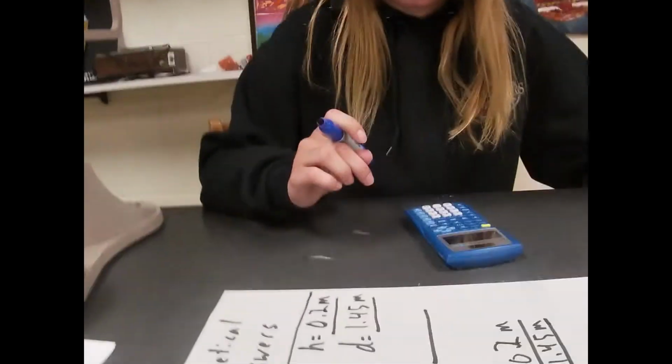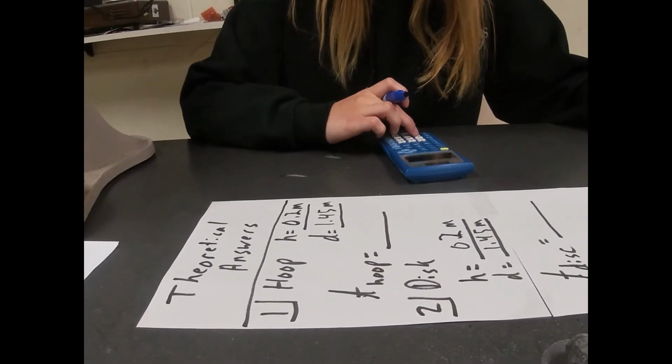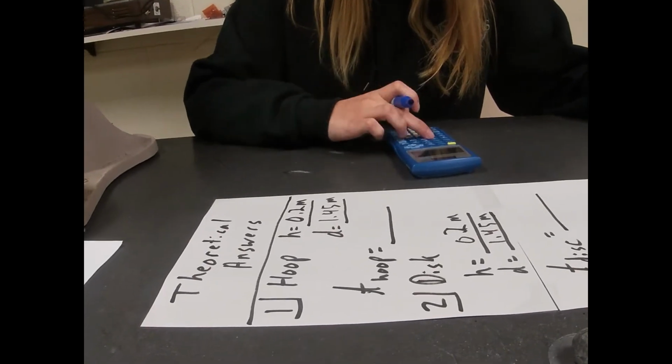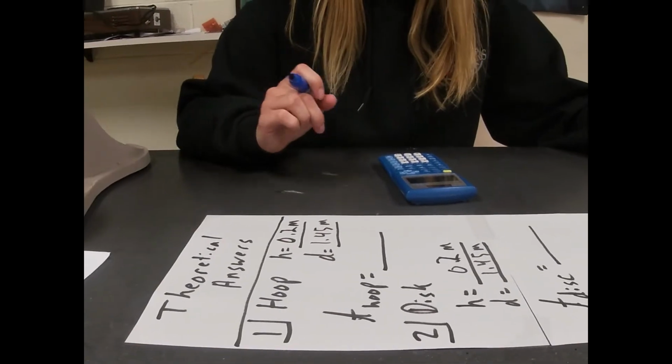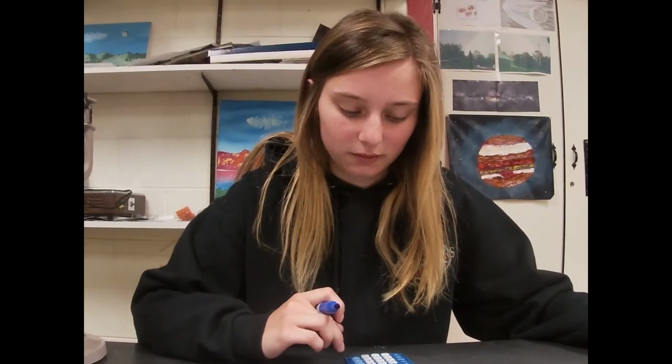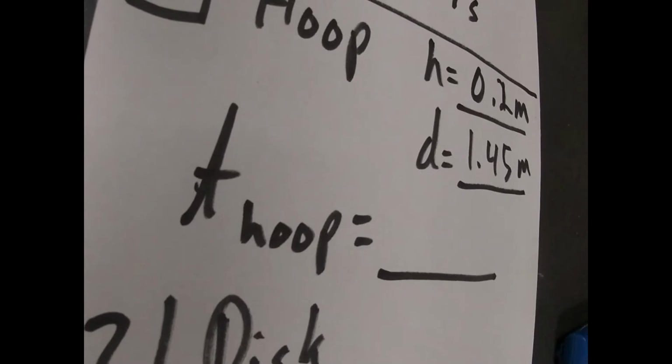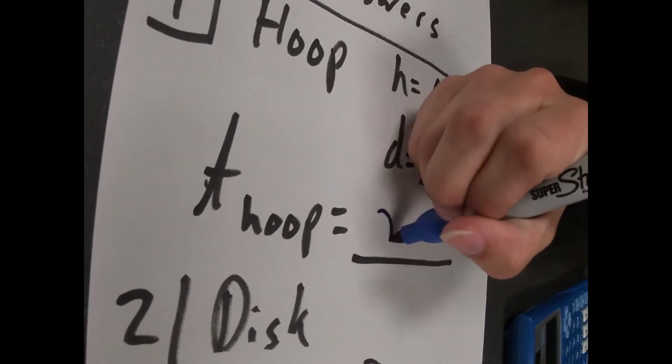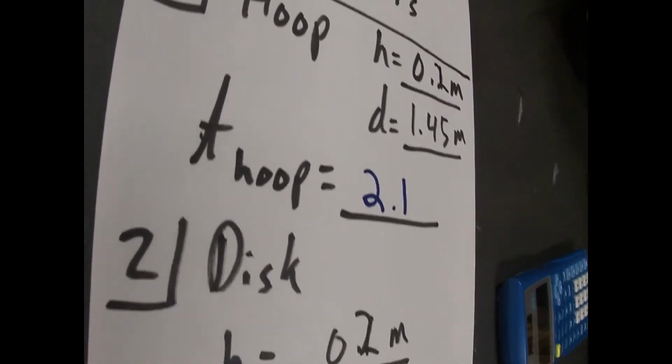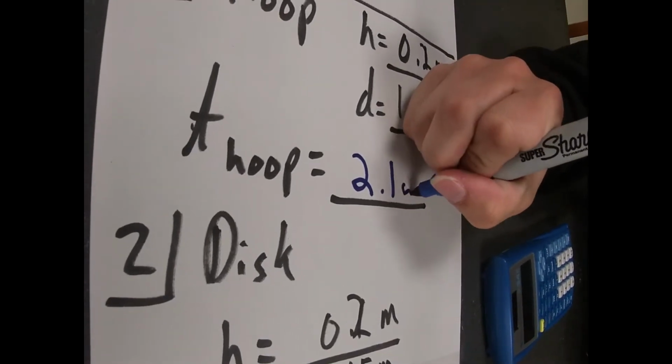Okay, let me make sure we're still good. Now we're going to get Maddie to do our math for us. For the first one, we said the distance of the incline was 1.45 meters, and the height of the incline was 0.2 meters. What did you get for your total time that it takes? 2.1. Okay, so for the first one, the time that it takes for the hoop is 2.1. Put seconds. Thank you.